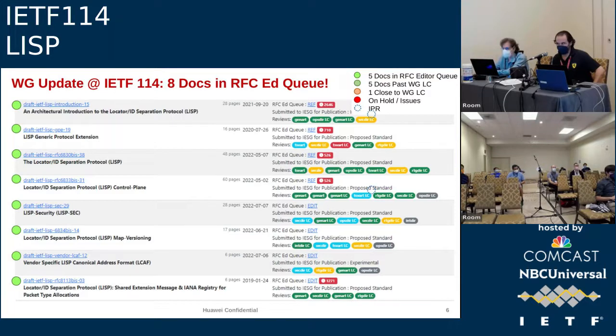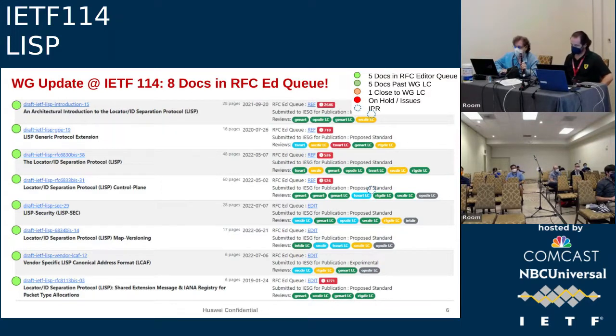Is there any action item left for, let's say, for me? Do I need to do something for LISP-SEC? So being in the RFC queue means that we are done? It means you're almost done.